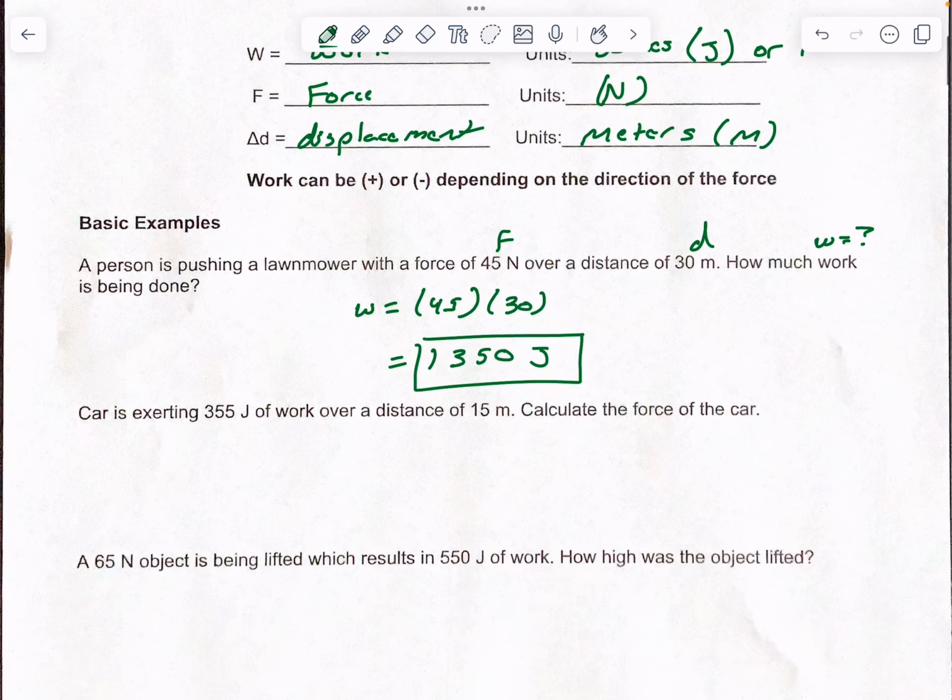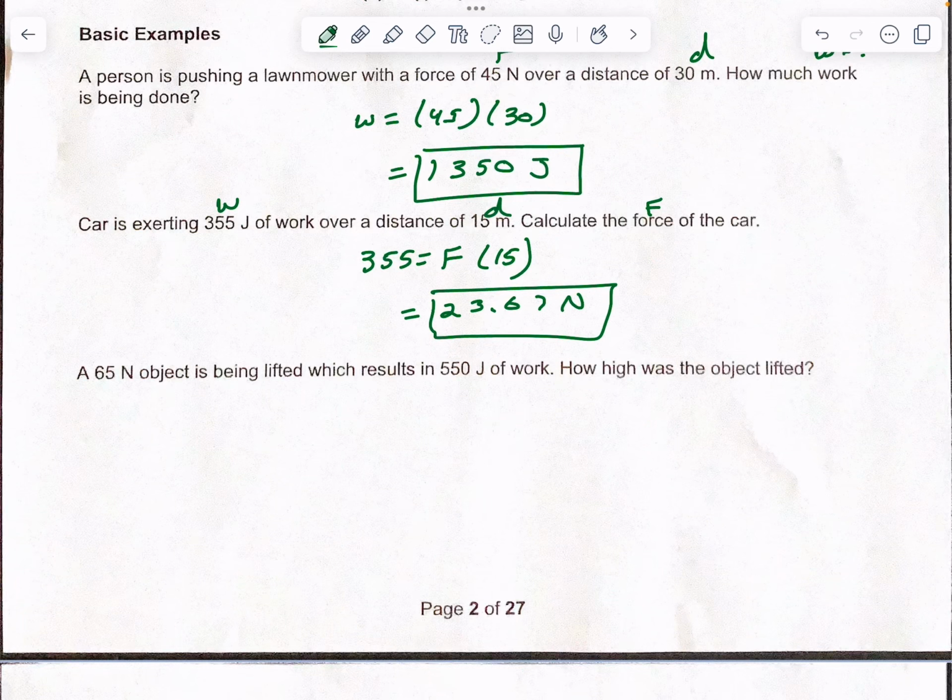The car is exerting 355 joules of work, so I actually gave you work now, over a distance of 15 meters. Calculate the force of the car, so you're looking for F now. So 355 equals your force, which we don't know, times 15. I would divide both sides by 15, and I'm going to get a force of 23.67 newtons.